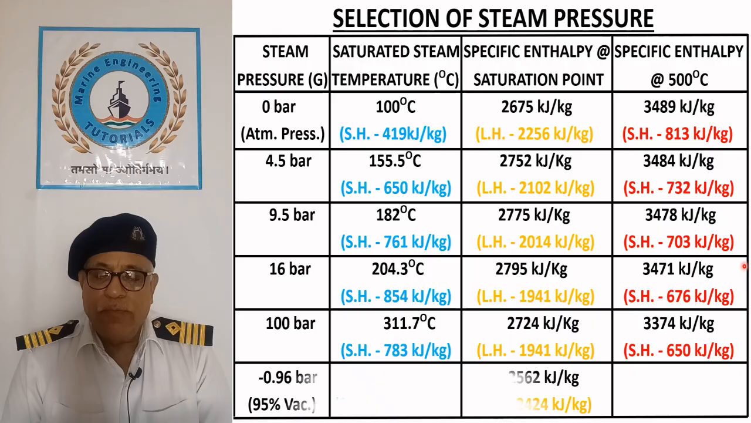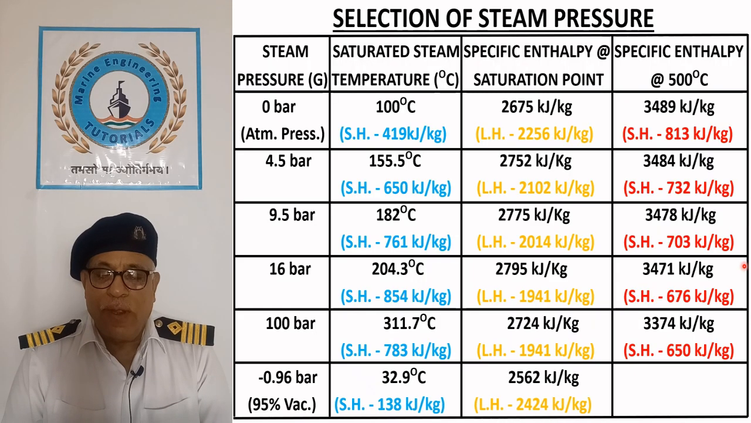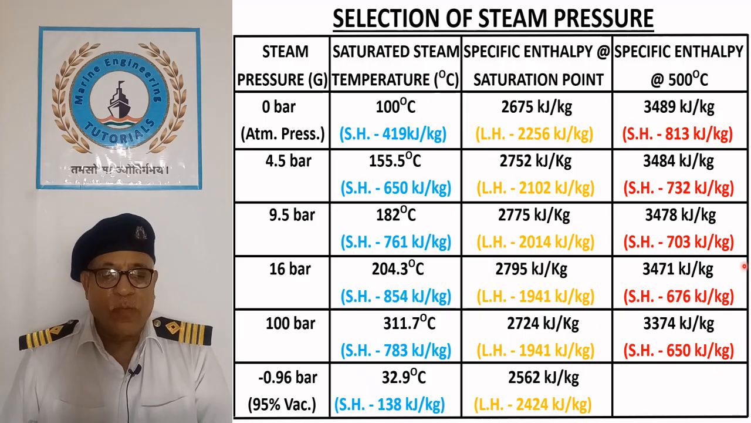It can be observed that the latent heat of vaporization and the sensible heat of superheat both decrease as steam pressure increases. A pressure of minus 0.96 bar or 95% vacuum is maintained in the condenser to maximize the recovery of sensible heat in the steam turbines, thereby improving steam plant efficiency.